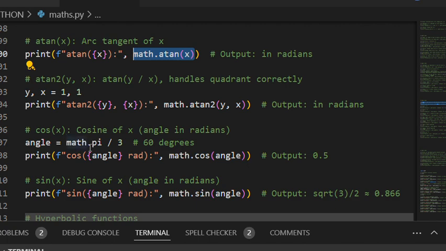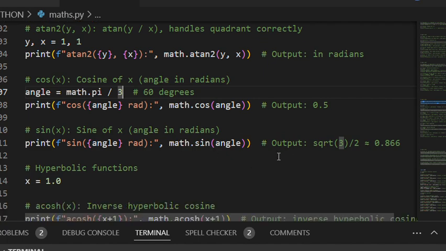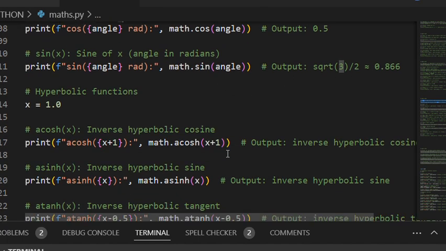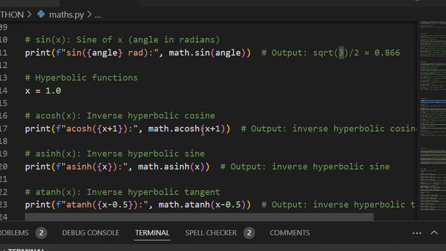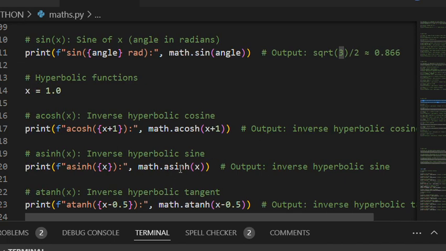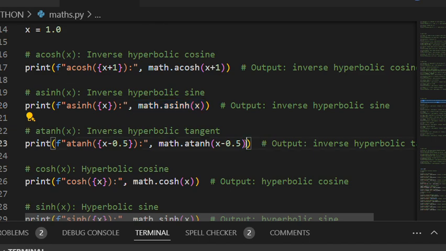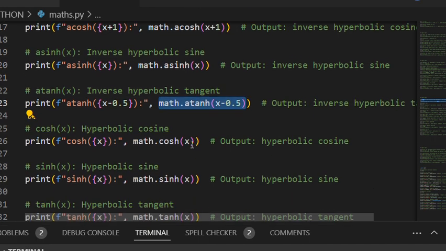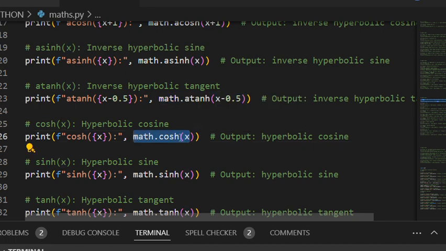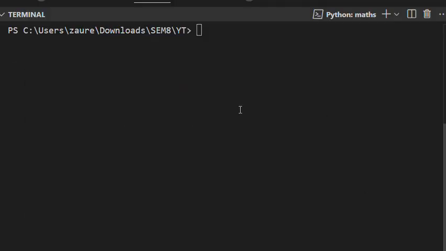Then for 60 degrees, with math.pi, we can write pi by 3 as math.pi / 3. So we'll get cosine, we'll get output 0.5. Then math.sin will get output root 3 by 2. Then we have hyperbolic functions. So the inverse cosh of 1 will get output. Similarly, inverse sinh of x we get by math.asinh x. Similarly, math.atanh x, the inverse hyperbolic tangent of 0.5. Then we have math.cosh x, which gives the hyperbolic cosine of x. Math.sinh x gives the hyperbolic sine of x. Then math.tanh x gives the hyperbolic tangent of x. Let us see its output.